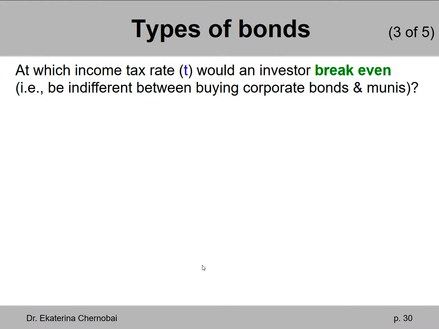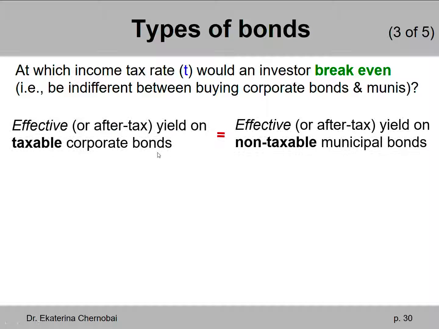There is another type of calculation that could be done when we are comparing bonds with taxable versus bonds with non-taxable coupon payments. For example, we can calculate at which federal income tax rate an investor would break even. In other words, be indifferent between buying corporate bonds and municipal bonds. And what we need to do is basically set equal the after-tax yields.